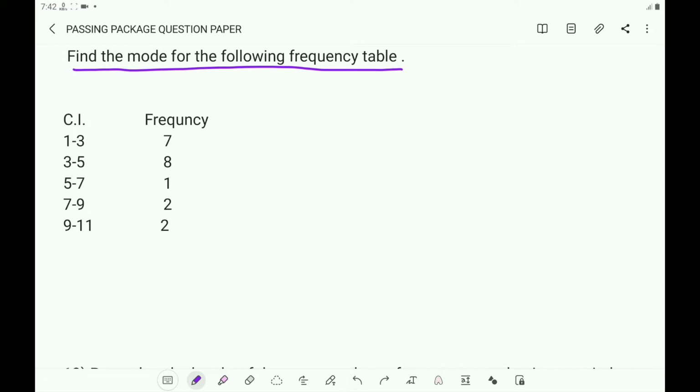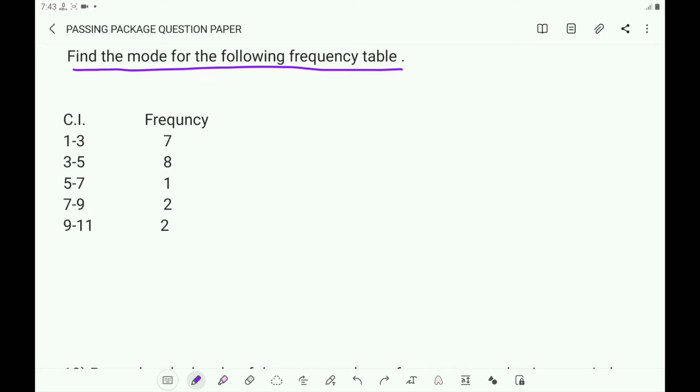But here class intervals are given. Scores are not given directly. So here we have to use a particular formula. You know that formula. The formula is: mode equals L plus (f1 minus f0) whole divided by (2f1 minus f0 minus f2), into h.